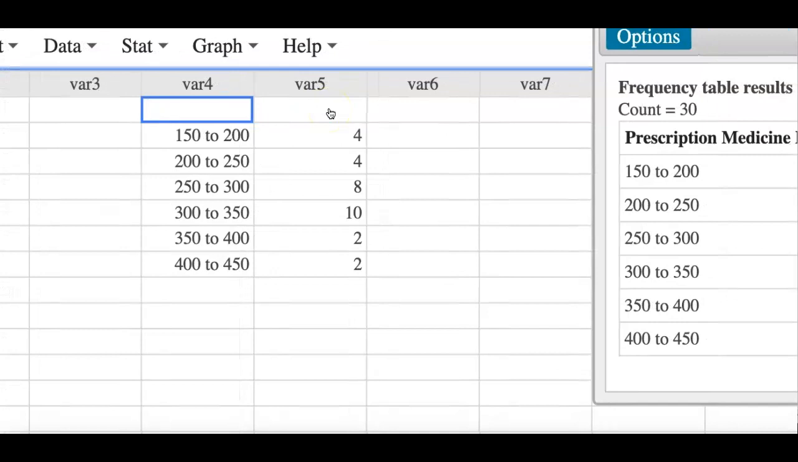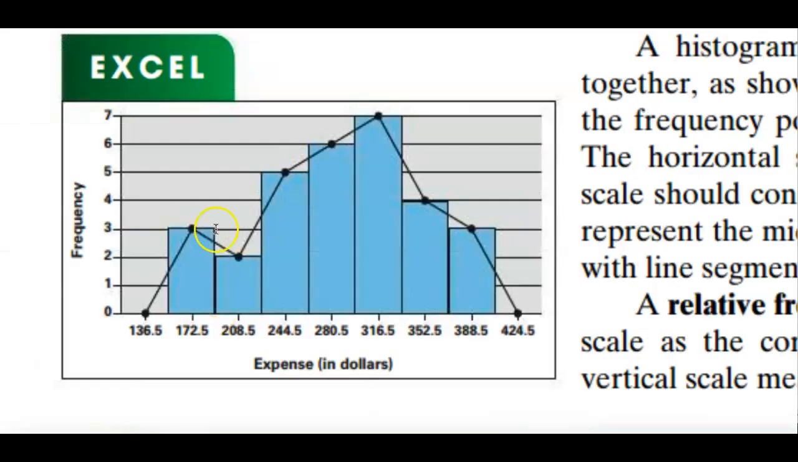So that will be what? 100 to 150. And I'll create another one that is 450 to 500. And I will go ahead and list their frequency to be 0. We need to do this to create a frequency polygon that touches down to the left and down to the right. And we need these endpoints to be at the 0.